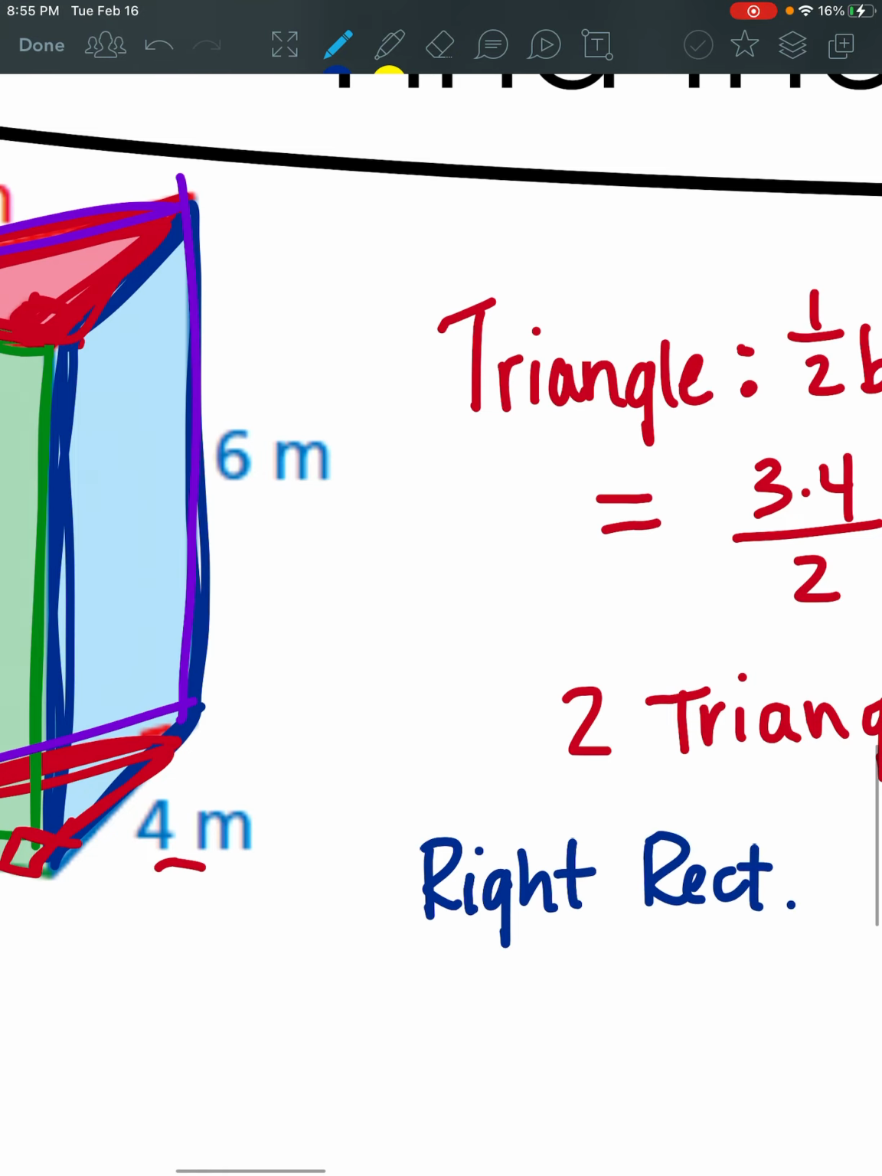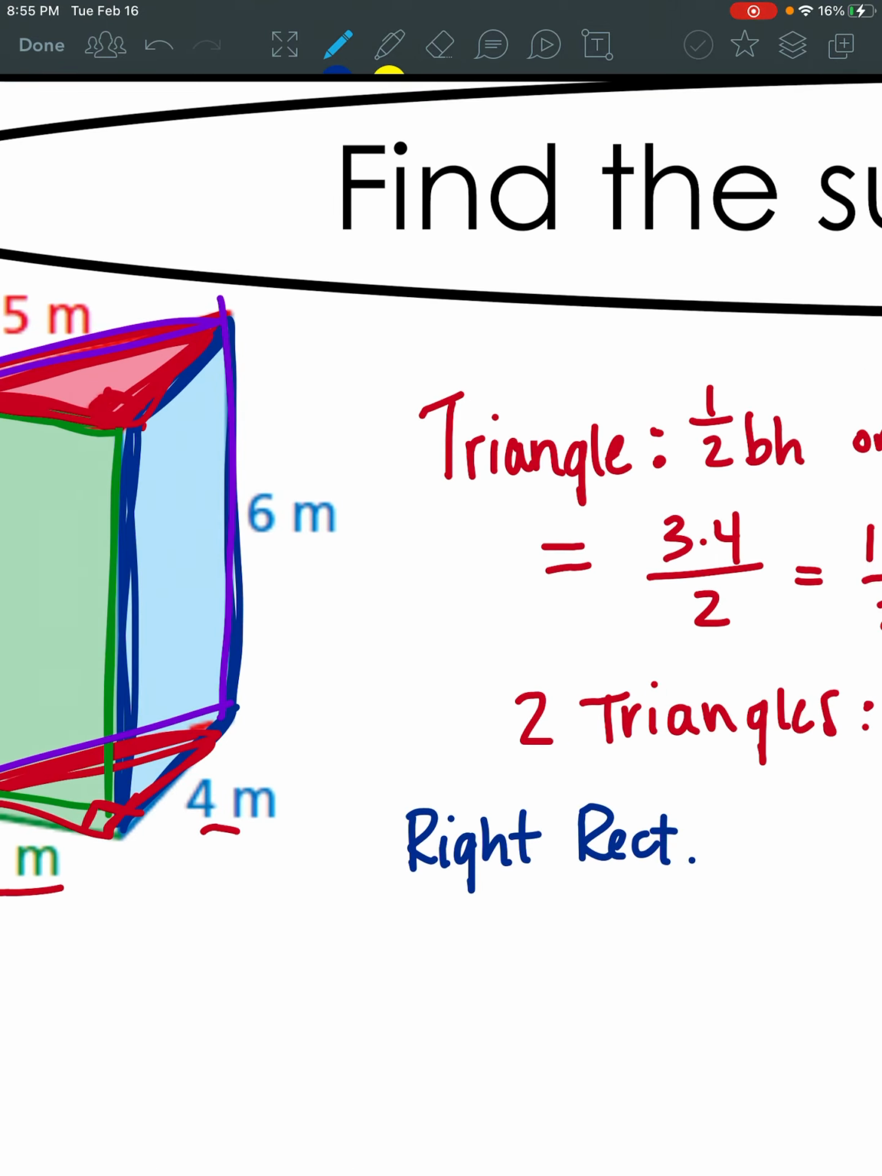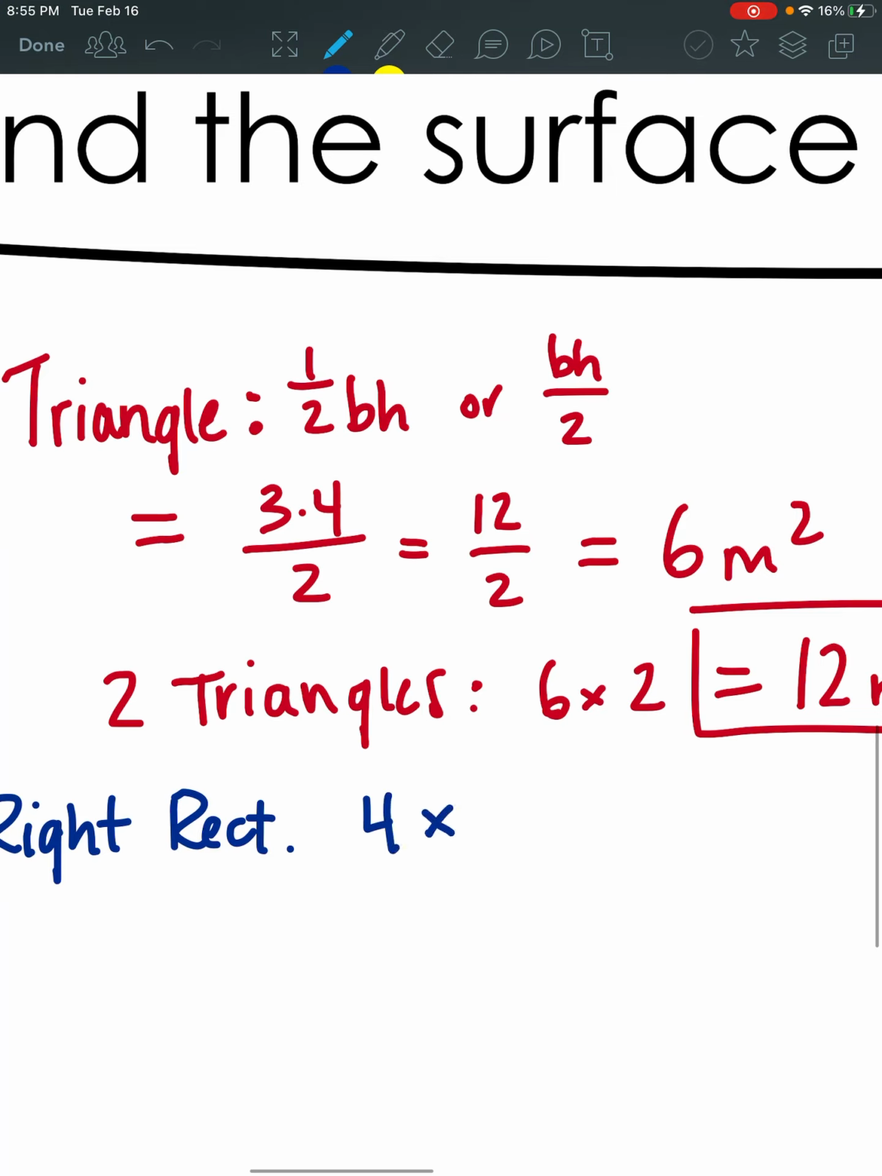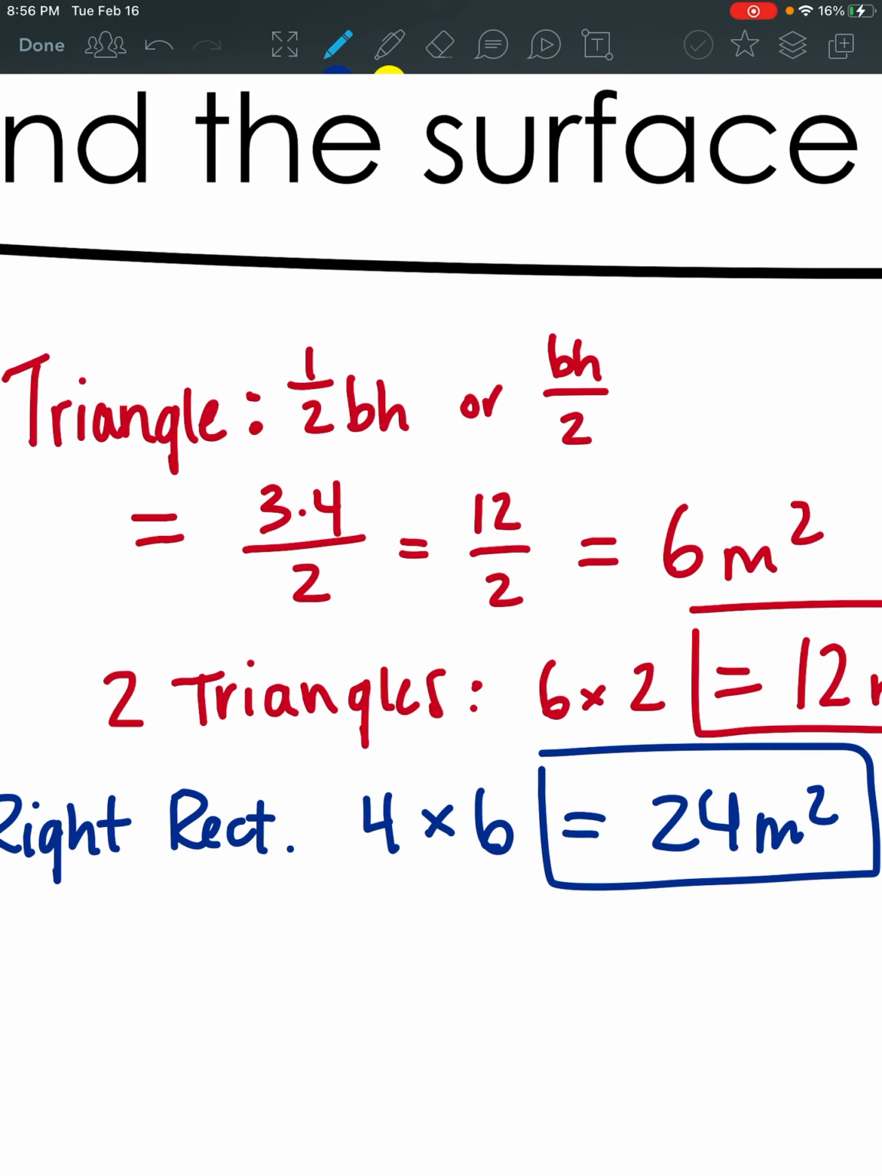Now, we're going to do the right rectangle, and it kind of depends on how you're looking at this. Sometimes you could look at them different ways. So you want to make sure you're using the right dimensions. So that's 4 by 6. So we do 4 times 6, and we'd get 24 meters squared. So that's the right rectangle.